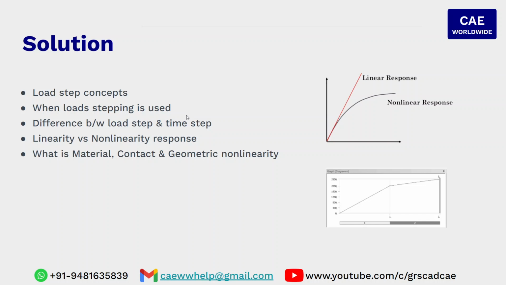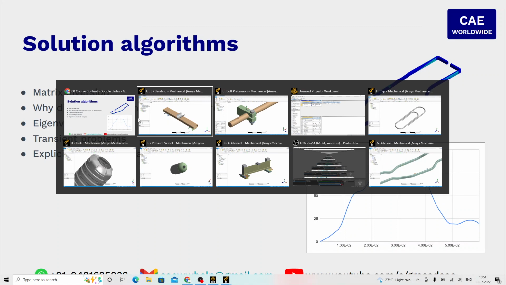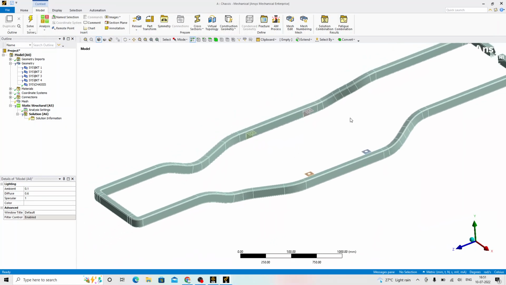We also understand linear versus non-linear response, and what exactly is the difference between material, contact, and geometric non-linearities, by taking simple examples. Then we will discuss the solution algorithms, like how they work for transient problems, eigenvalue problems, and implicit and explicit problems, and why different algorithms are used for the matrix used for the analysis will be discussed.